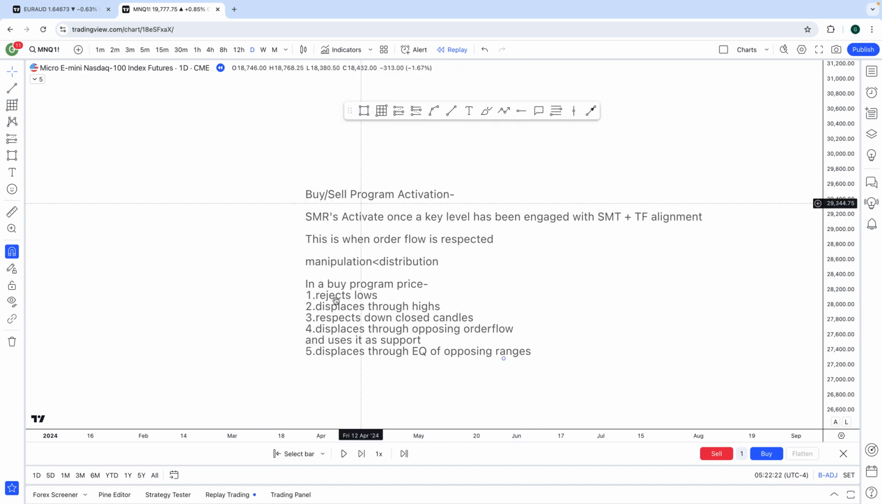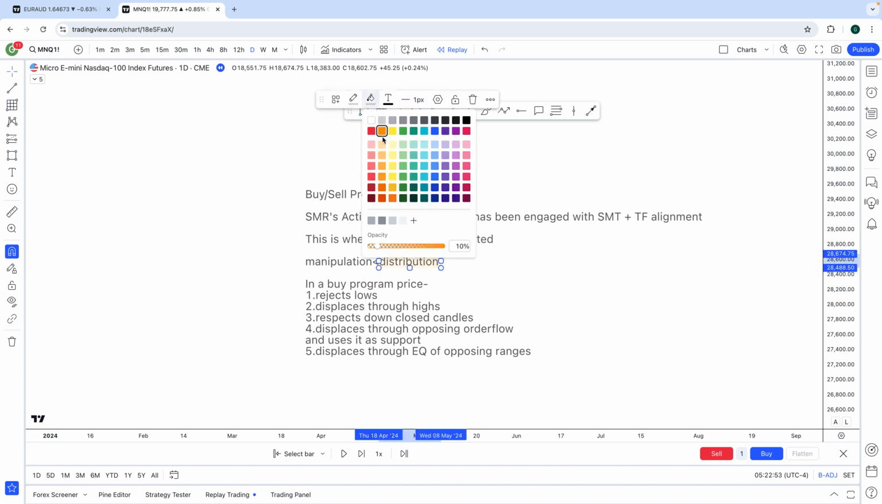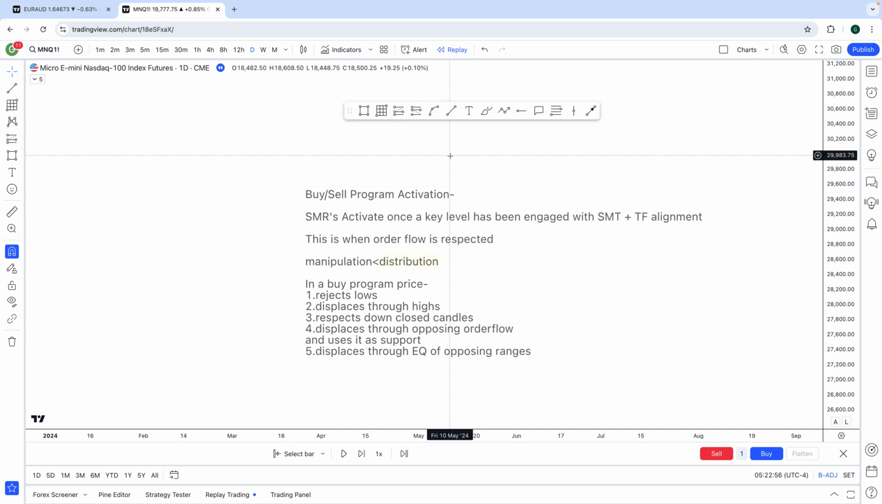Okay, so for order flow, for a buy or sell program activation, smart money reversals activate once a key level has been engaged with SMT plus time frame alignment. So this is when we actually look for order flow to be in respect, right? This is when order flow is respected, because manipulation, distribution. In distribution is actually when order flow is respected, not in consolidation, not in retracement, distribution.